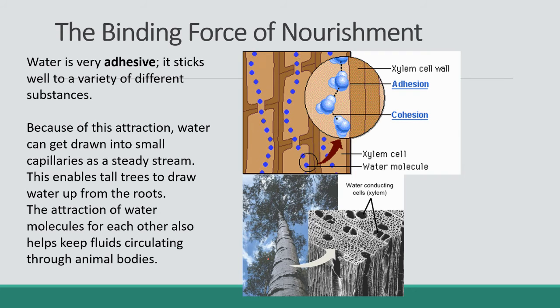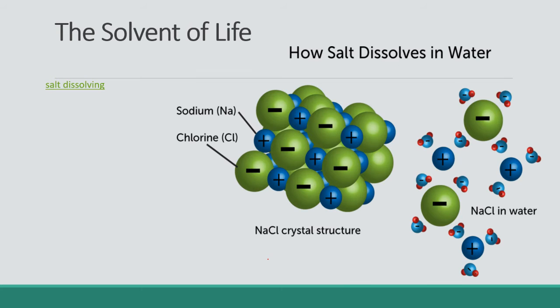And water is therefore very adhesive. It sticks well to a variety of different substances. And because of this attraction, water can get drawn into small capillaries in a steady stream. This enables tall trees to draw water up from the roots. The attraction of water molecules for each other also helps keep fluids circulating through animal bodies. So water is a very, very important molecule in biology.